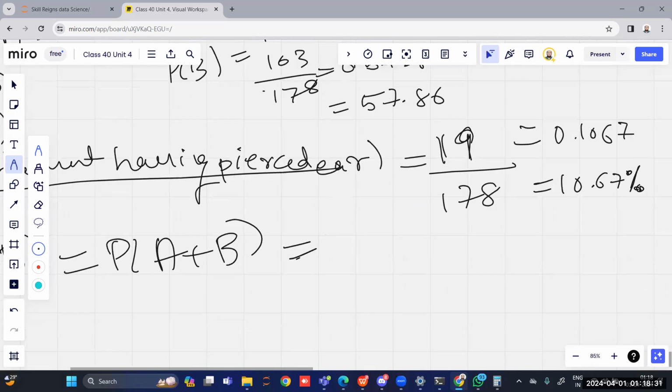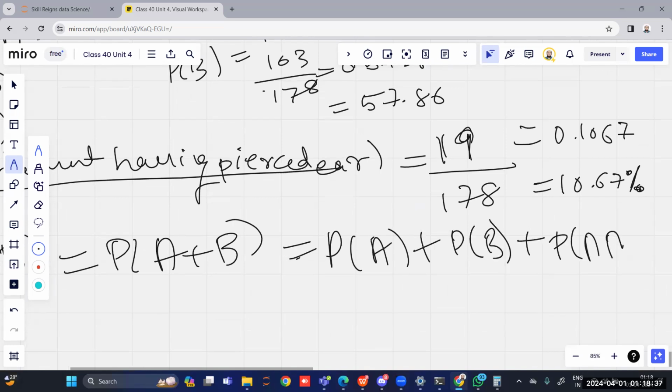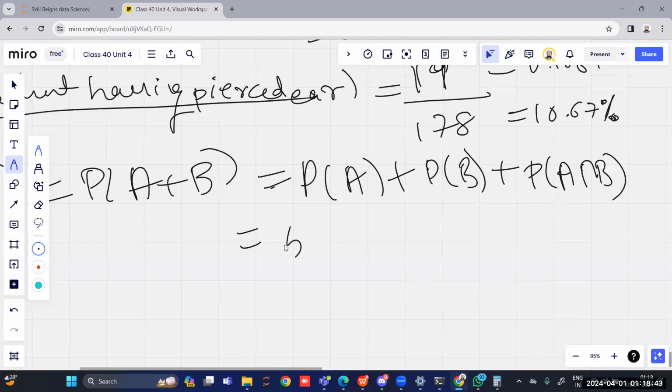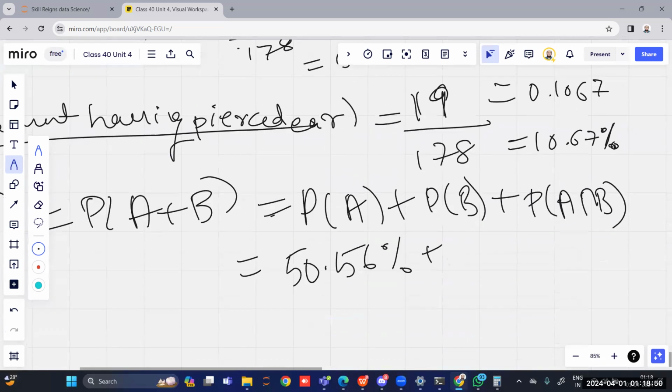So it will be the probability of, we'll add the general one. We'll always use the general one. Please remember, we'll never use the specific one, A intersection B. So what is the probability of A here? Have you found it? 50.56%, plus the probability of B. It is 57.86%.